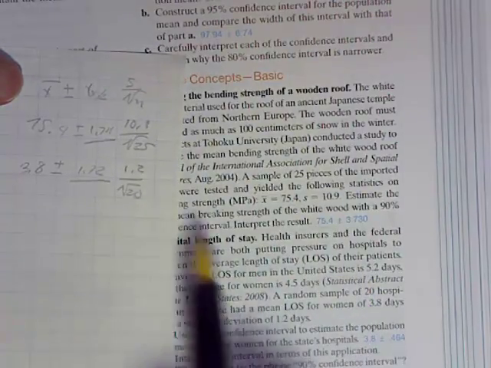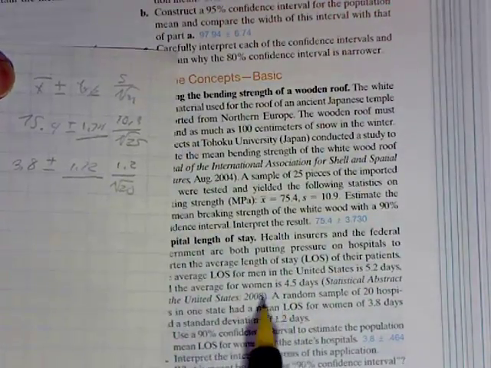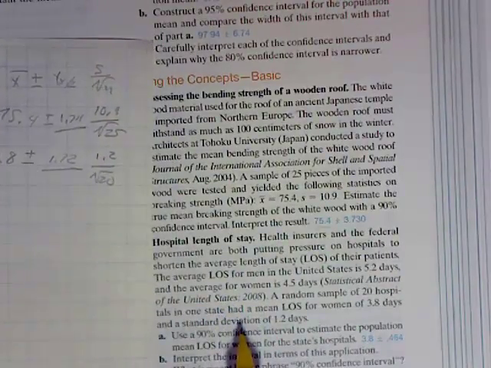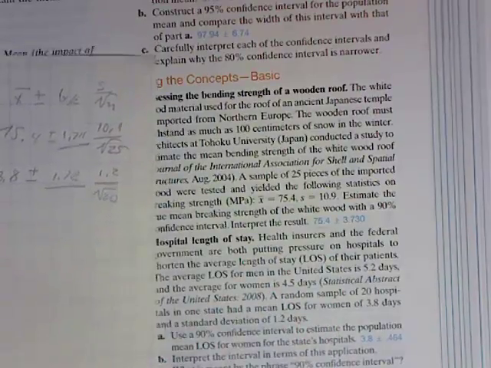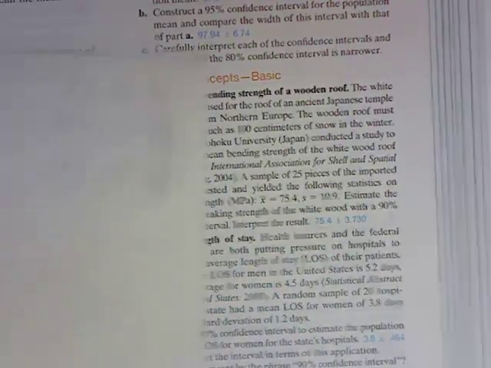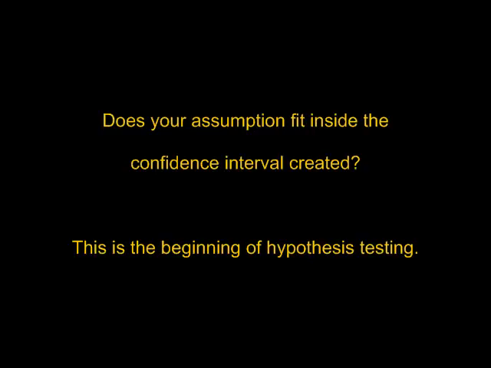And you'd find that the 5.2 is not included in this confidence interval. So we're 90% confident that this state, whichever state it is, has a smaller or shorter length of stay for women than the rest of the country. That's the type of conclusion that you can make.